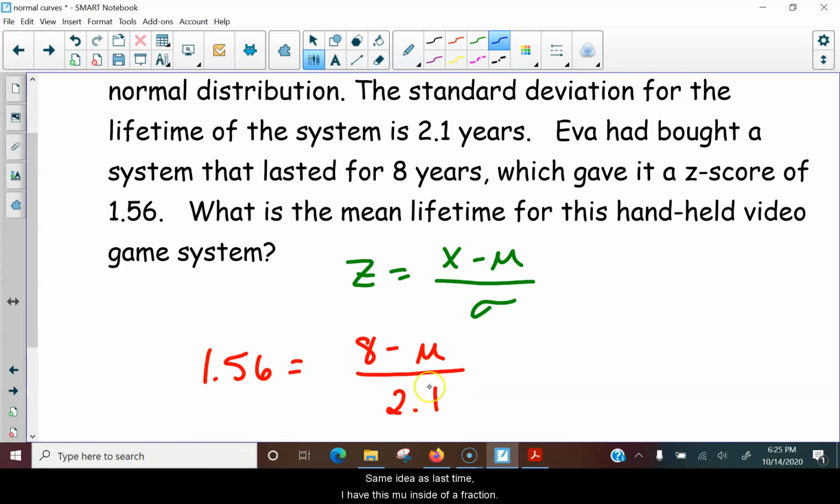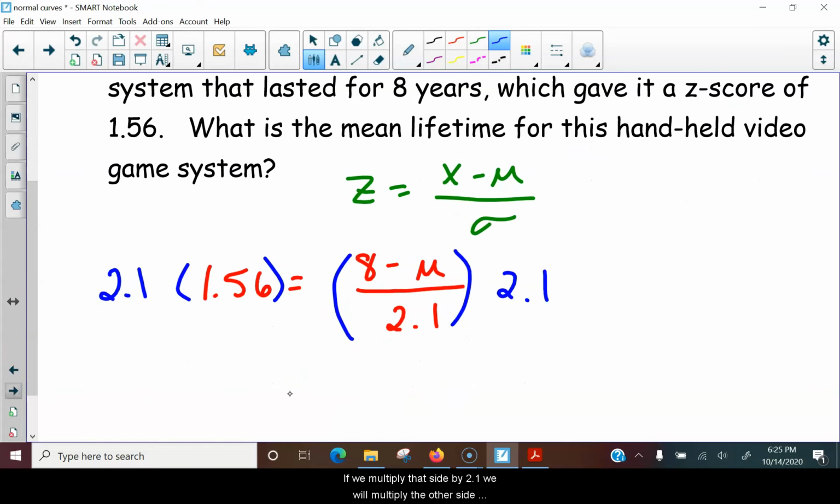Same idea as last time. I have this mu inside of a fraction, and I want to clear the denominator first. Currently, 8 minus mu is being divided by 2.1. To undo the division, we will multiply that side by 2.1. If we multiply that side by 2.1, we will multiply the other side as well by 2.1. 2.1 times 1.56 gives us 3.276. So now we have 3.276 equals 8 minus mu. Remember, the 2.1 in this denominator cancels with the 2.1 we had here.